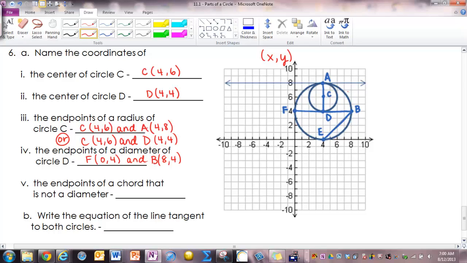Next, I'm asked to find the endpoints of a chord that is not a diameter. Now if I look in this picture, the only chord that I have that is not a diameter is this one, which is segment EB. Now it has endpoints E, which has coordinates 4, 0, and B, which has coordinates 8, 4.